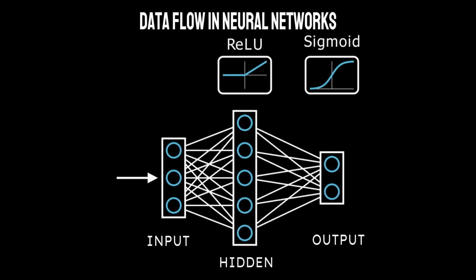Let's try to visualize this through an animation. As you can see, data flows from the input layer through the hidden layer, where each neuron's output becomes the input for next layer. And this process continues until the data reaches the output layer. This is how neural networks work.